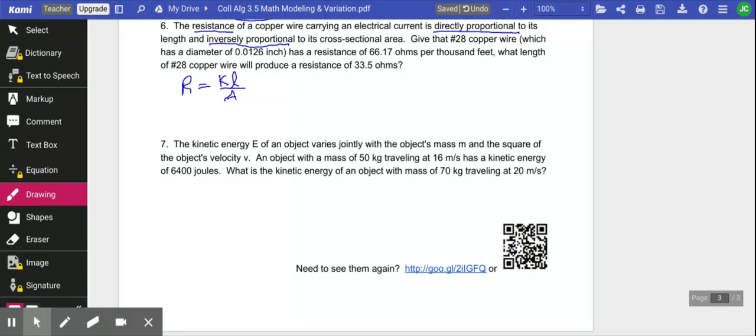So given that a number 28 copper wire has a diameter of 0.0126 inch, has a resistance of 66.17 ohms per 1,000 feet, what length of copper wire will produce a resistance of 33.5 ohms? Okay, we're going to need to plug in some stuff here. So let's see. Resistance of 66.17, that we can plug in. That's clearly R. We don't know what K is. That's what we're trying to find out. And L, how long is this wire? It's 1,000 feet long. So K times 1,000.